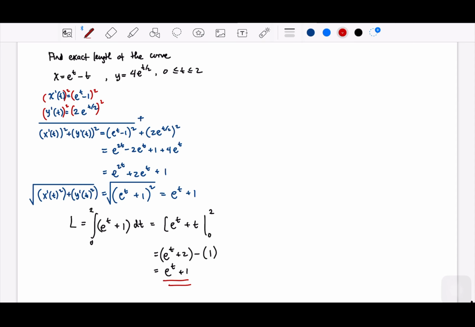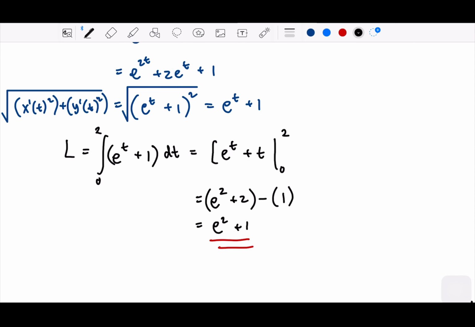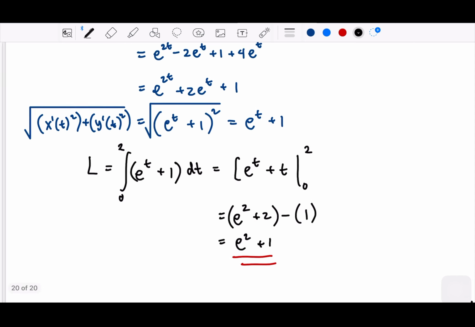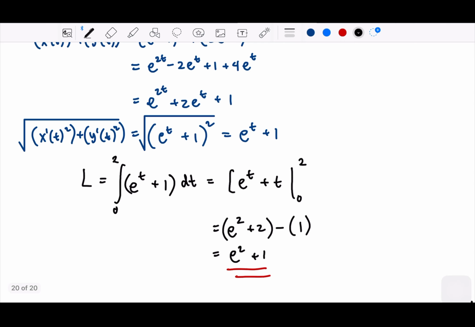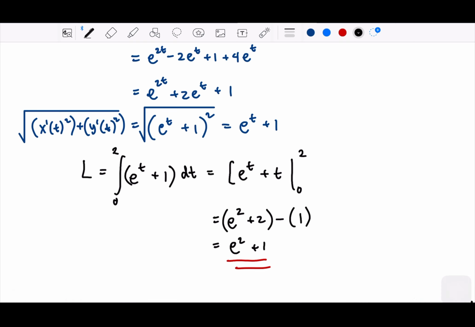Why? I thought this is 2, but what I'm writing is t. Yeah. I thought I was writing 2 with t. Okay, any questions? No? Then it's time for the... Let me check first.